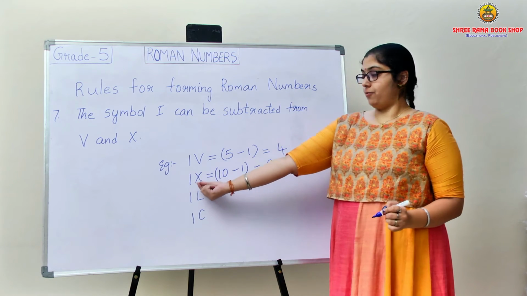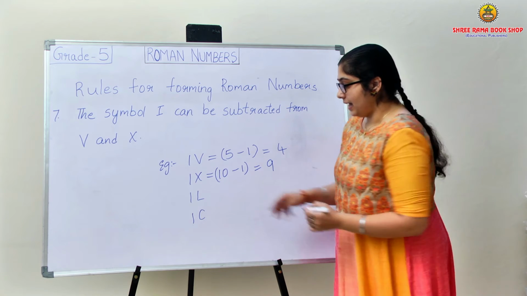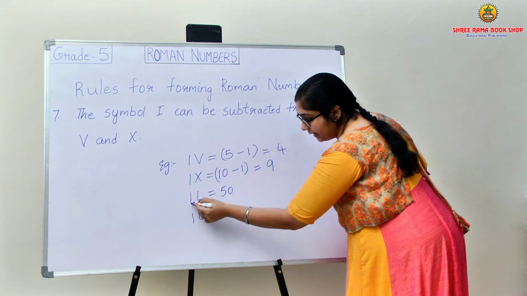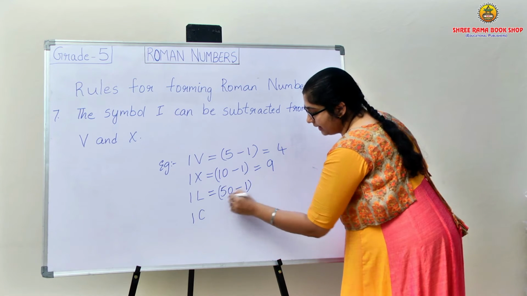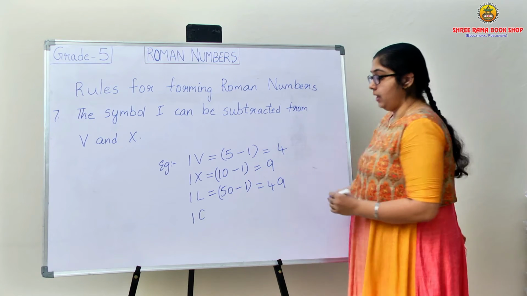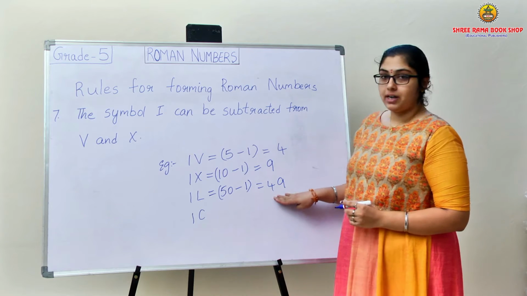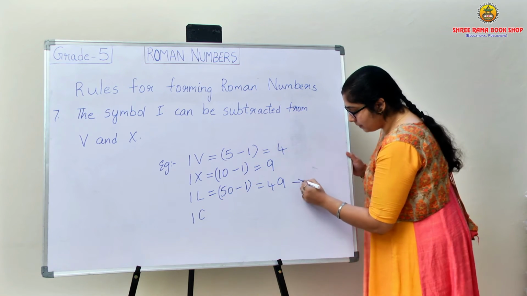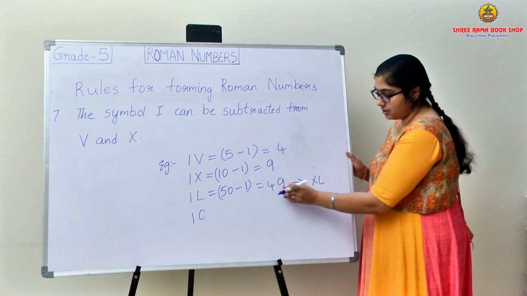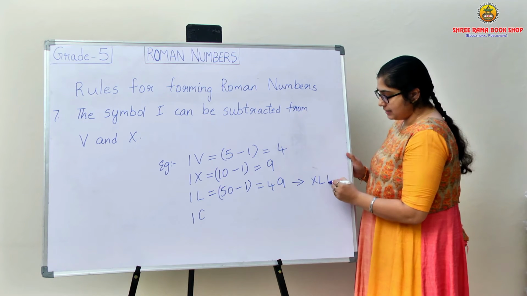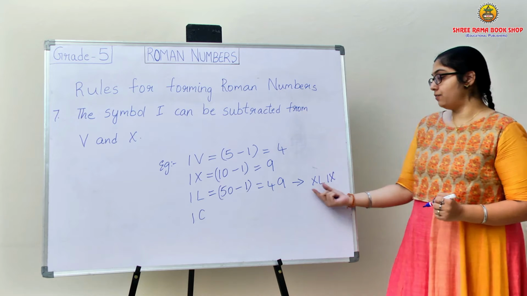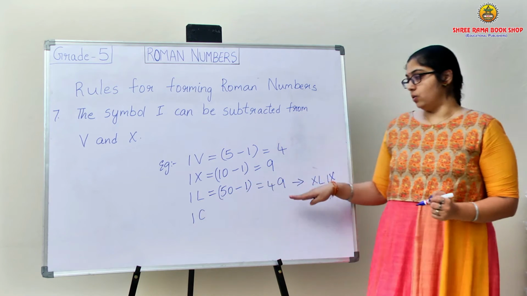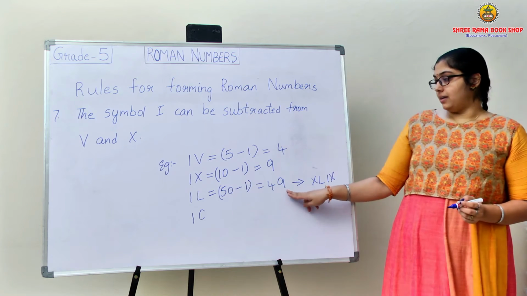So 9 is represented by IX. And IL is L, which is 50, and I, which is 1. So I get the answer 49. But here we don't write 49 as IL. We write it as XL, which is 40, and for 9 it is IX, right? So we represent 49 as XLIX, but we don't write it as IL. So IL should not be taken for 49.